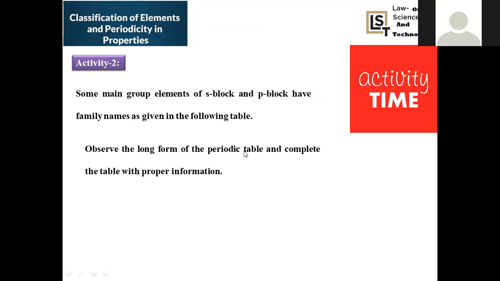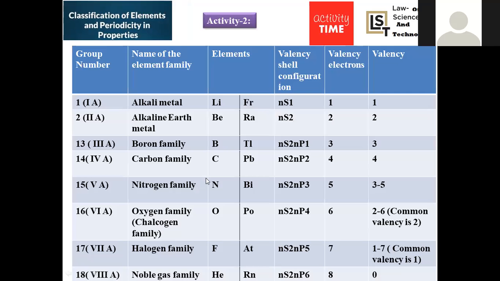Observe the long form of the periodic table. Already we know the Mendeleev periodic table is called the shorter one, and the Moseley periodic table is called the long form. That means the enlarged, extensive one, right? The long form of the periodic table was given. By using that long form of the periodic table, we have to complete this activity. Let us see what activity we are going to perform.